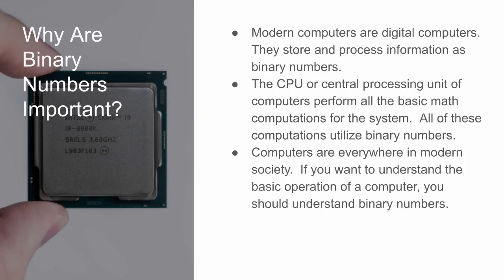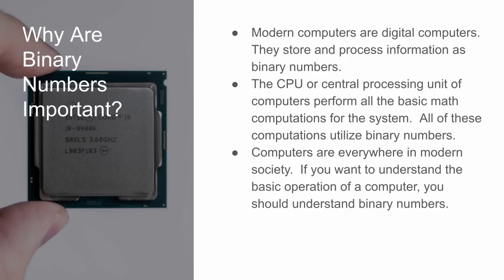Modern computers are digital computers. That is, they store and process information as binary numbers, and that's a 1 or a 0. The CPU, or the central processing unit of the computer, performs all the basic math and computations for the system, and all of these computations utilize binary numbers.